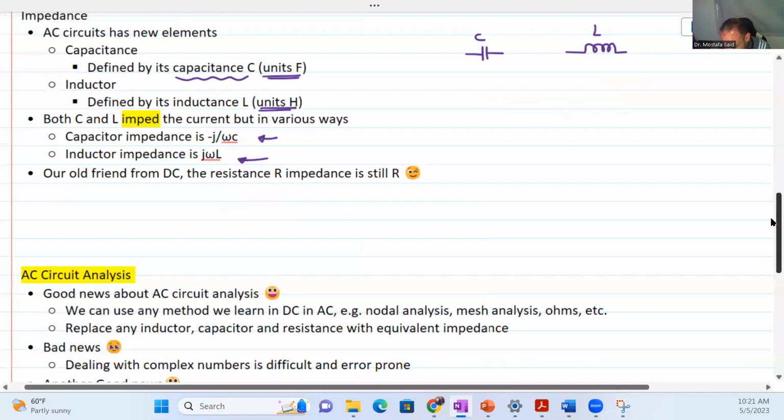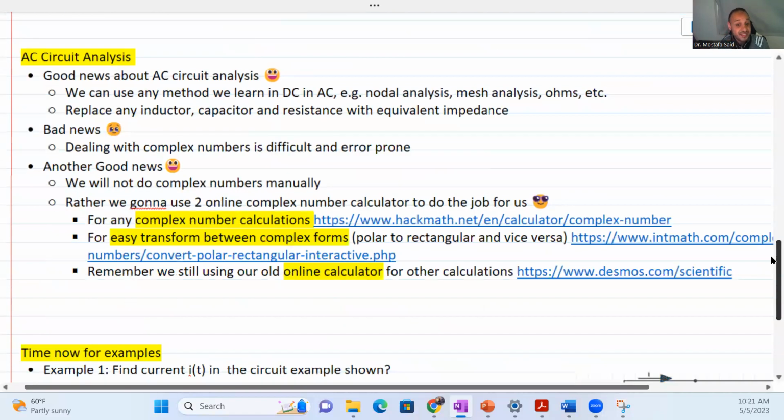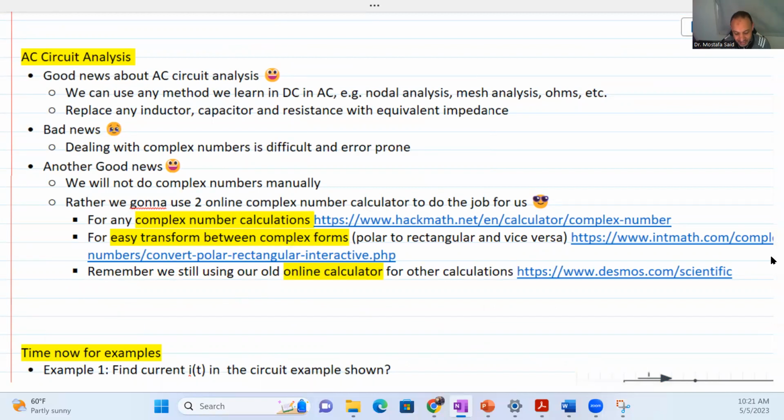Now let's see how to do circuit analysis, AC circuit analysis. That's our main topic today. The good news about AC circuit analysis, as you see here, is that we can use any methods that we learned before in DC. Like Kirchhoff's current law, Kirchhoff's voltage law, Ohm's law, nodal analysis, mesh analysis, Thevenin, Norton, whatever you used to do in DC, you can use in AC as well.